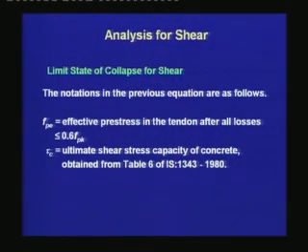fpe is the effective pre-stress in the tendon after all losses, and it should be less than or equal to 0.6 fpk. Tau c is the ultimate shear stress capacity of concrete, which is obtained from table 6 of IS 1343-1980.